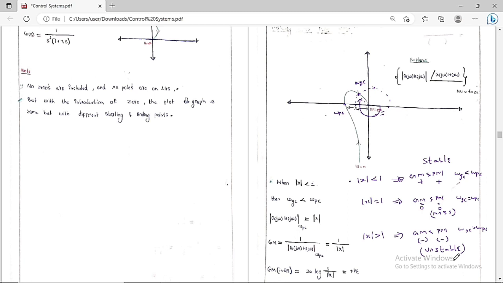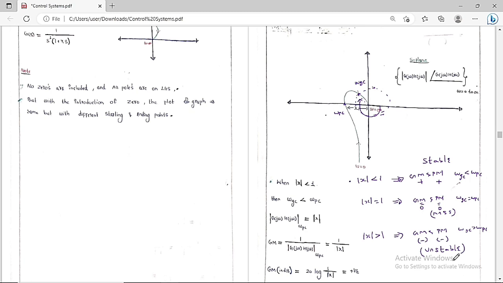Whenever the polar plot is going to enclose the -1, 0, then we can say that the gain margin is negative, phase margin is negative, and the gain crossover frequency is greater than the phase crossover frequency, and the system is said to be an unstable system. So this is the thing I can say in a very simple format.